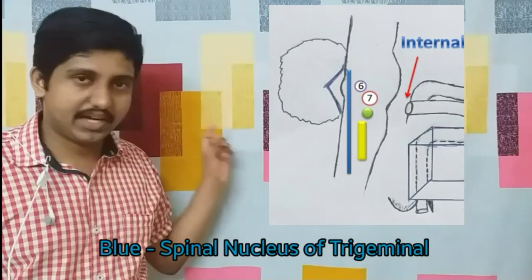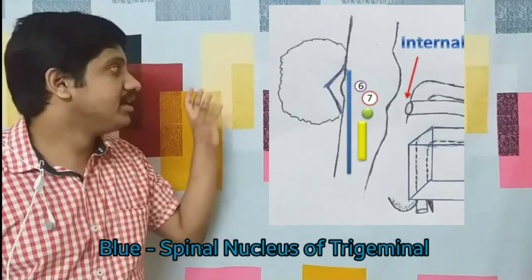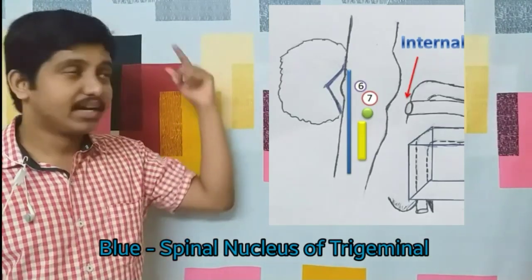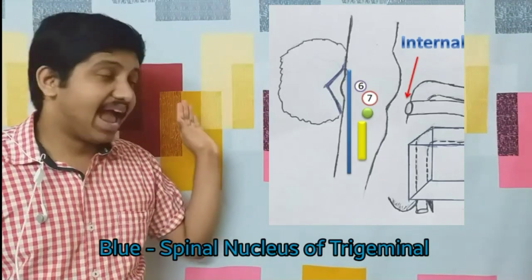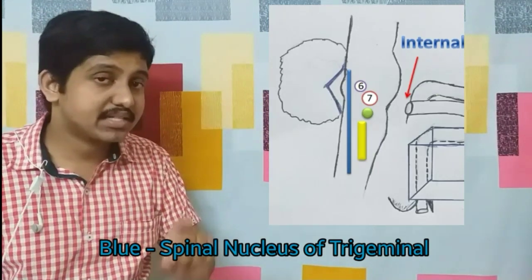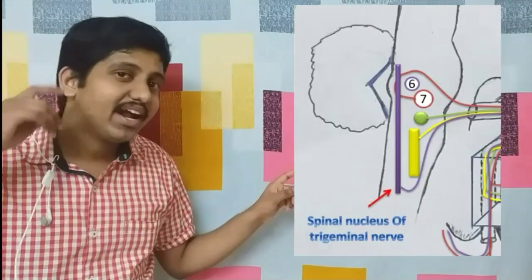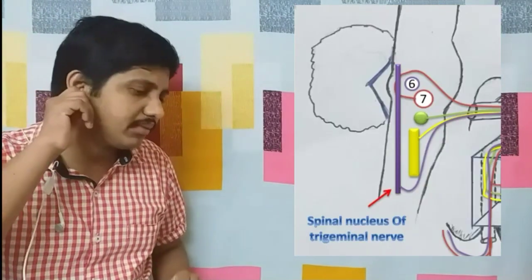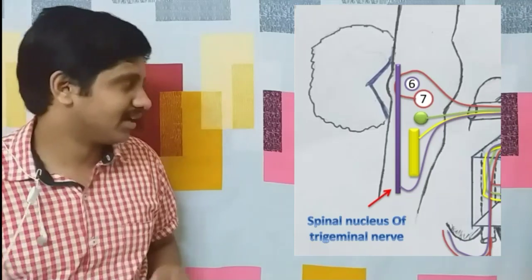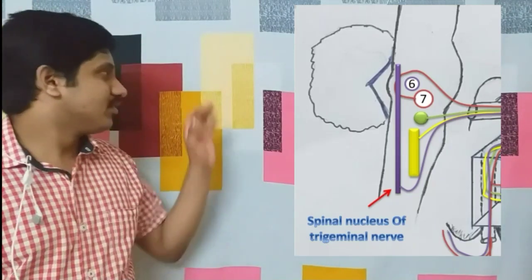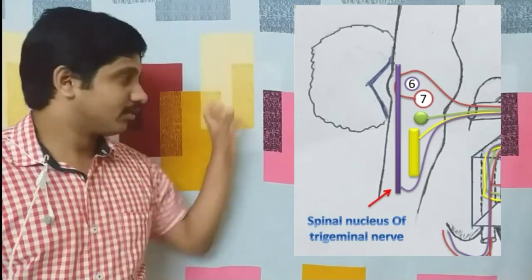Okay, the next nucleus is nothing but the spinal nucleus of the trigeminal nerve. And from here what nerves arise? The nerves that detect the touch, pain and temperature sensations from the external ear. Okay, the external ear. That's all regarding the nuclei.